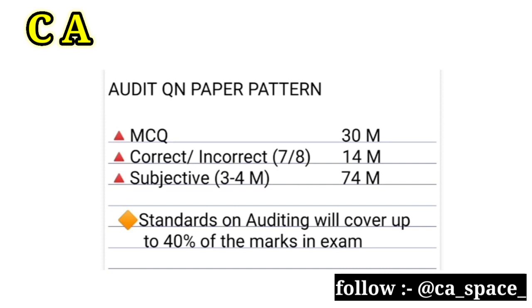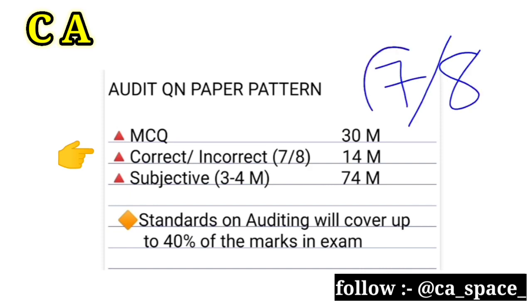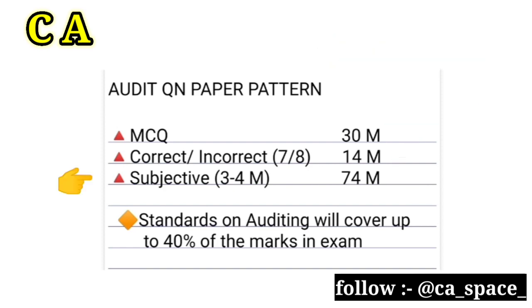Then you will have your correct and incorrect, in which they will give you a statement and ask you whether it is correct or incorrect, and you will also have to state the reason why you have written it is correct or incorrect. You will get 8 questions in the exam regarding that, and you will have to answer any 7 out of it. So you will get one choice there. These 7 questions are for 2 marks each, and that will make up your 14 marks in the exam. Next you will get your subjective questions, that is your short or long answers.